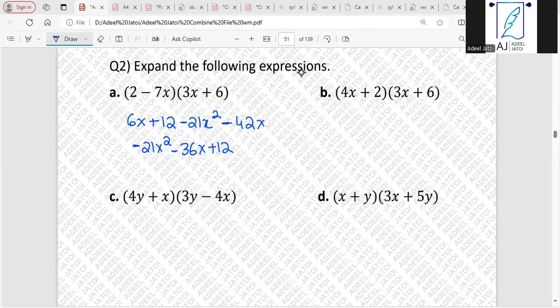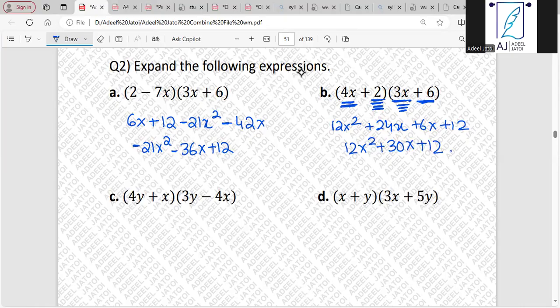Let's move on to the other part, part B. If you see, what do we have here? We have again 4x into 3x. So this becomes 12x squared. 4x into 6. 6 4 becomes what? 24x. Since it is all plus, then 2 into 3. So 2 3 becomes what? 6x. And then what do we have? Again 2 and this 6. So this would be 12. So it's already squared up front. So 12x squared plus 30x plus 12 will become your answer for part B.